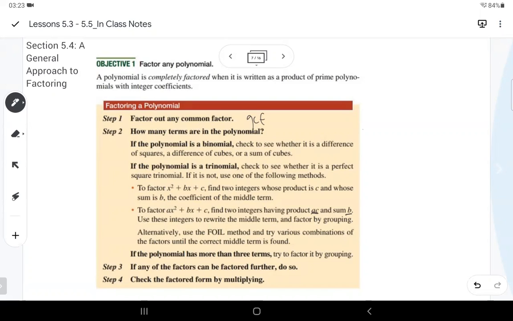If a polynomial has more than 3 terms, so in other words 4, you want to use grouping. I do not believe your test will have any more than 4 term questions. But if you were to have more than 4, you want to use grouping for anything that has more than 3 terms. If any of the factors can be factored further, then you should always check and do so. And then finally, the check is to multiply to get back to the original.